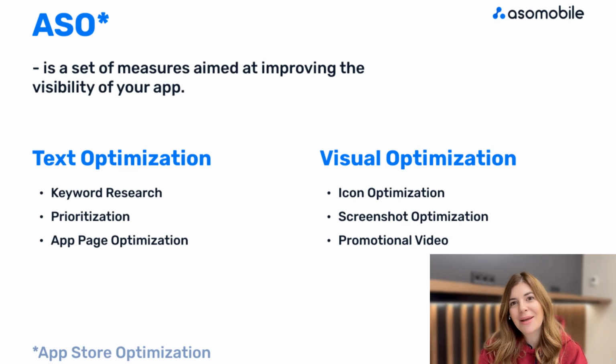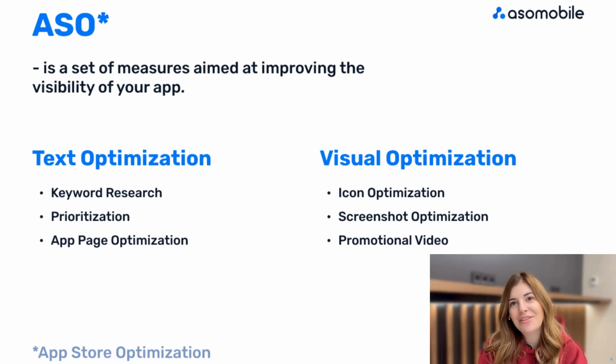So, to sum it up, an ASO specialist ensures that your app is easily discoverable and attractive to users, encouraging them to download it. Today's focus is on the textual aspect of ASO, emphasizing the strategic selection and use of keywords in your app's metadata to enhance its search visibility in the App Store and Google Play.